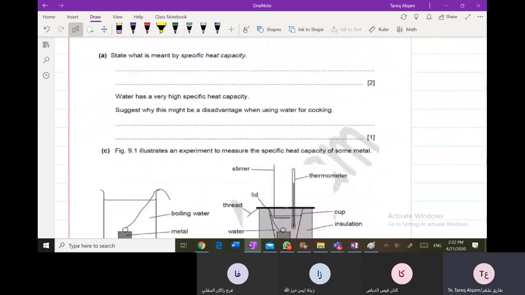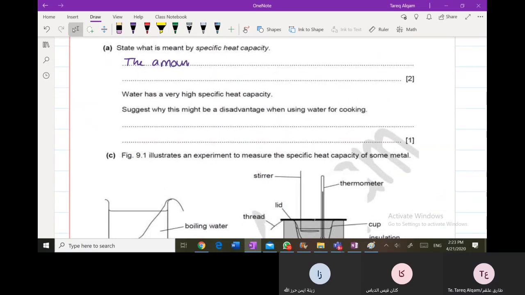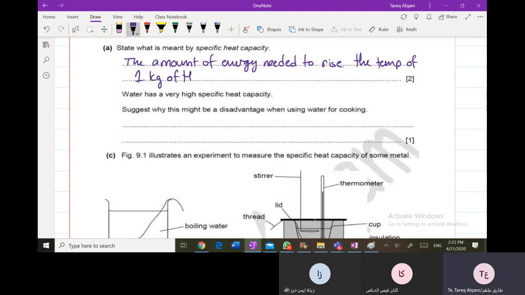Let's do a question about this. State what is meant by specific heat capacity. Specific heat capacity, guys, is the amount of energy needed to raise the temperature of 1 kilogram of the matter by 1 degree Celsius.